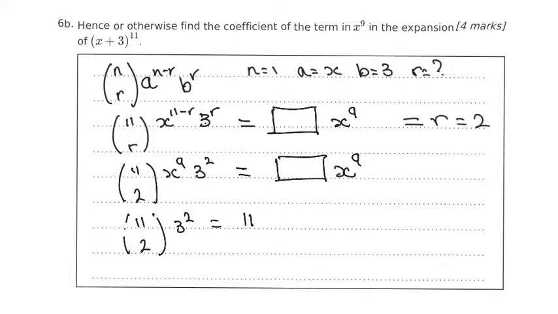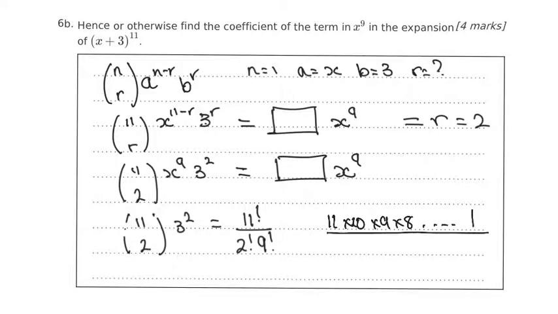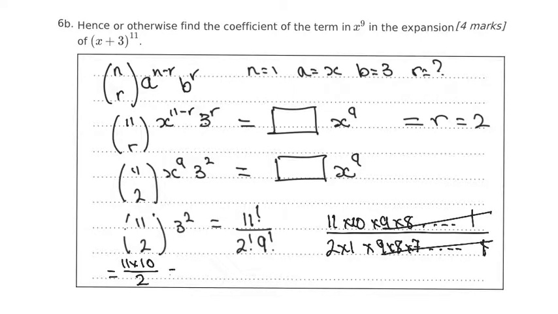It is 11 factorial over 2 factorial 9 factorial, which is equal to 11 times 10 times 9 times 8 all the way down to 1 all over 2 times 1 times 9 times 8 times 7 all the way down to 1, which is equal to 11 times 10 over 2, because that cancels with that, which is equal to 55, and then we multiply it by 9, which is equal to 495.